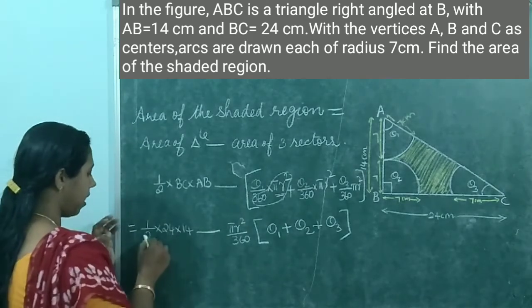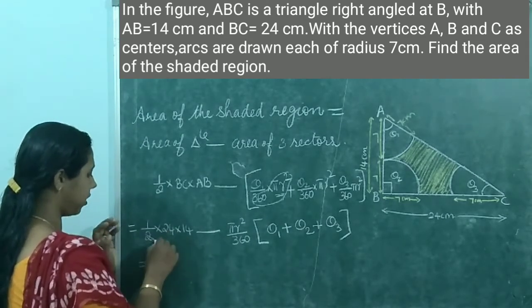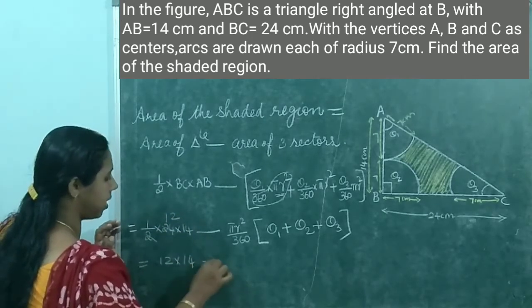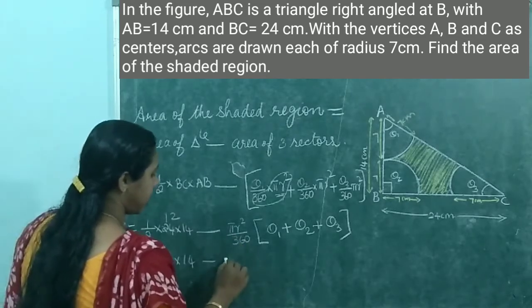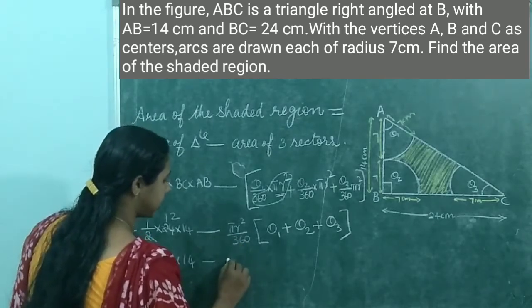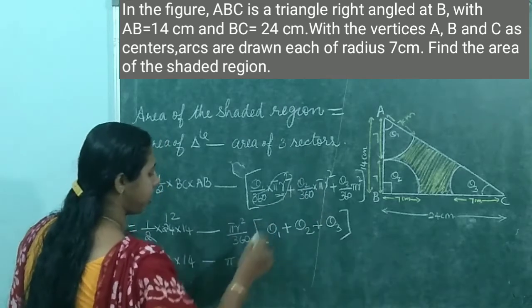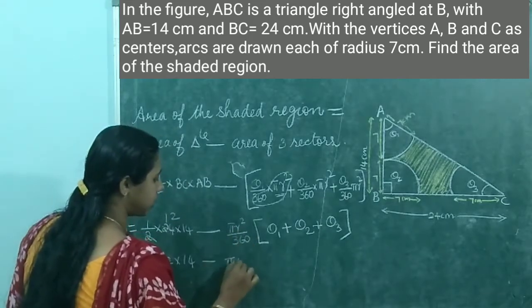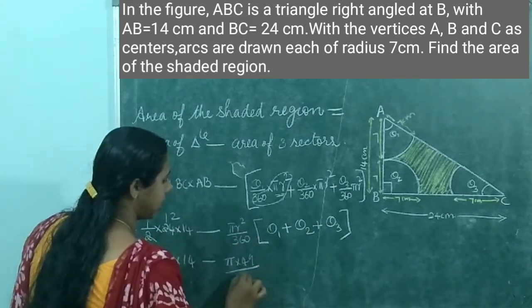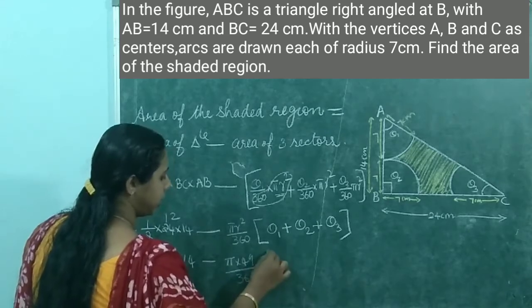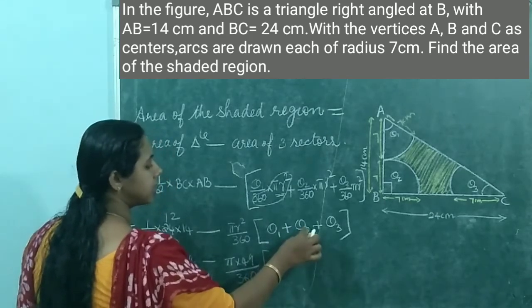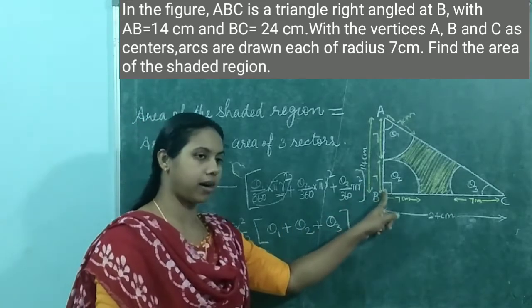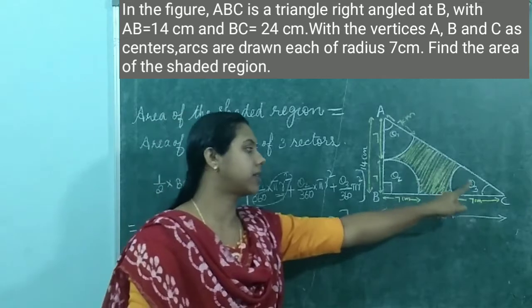Now here half into 24 will be 12. So 12 into 14 minus pi r square. We can write it as pi into radius 7 square, since radius is equal to 7 centimeter. So r square is 49 by 360 into theta 1 plus theta 2 plus theta 3. That is the sum of the three angles of a triangle.